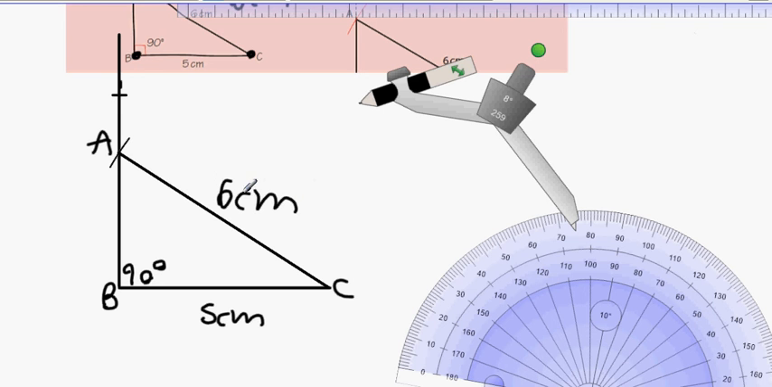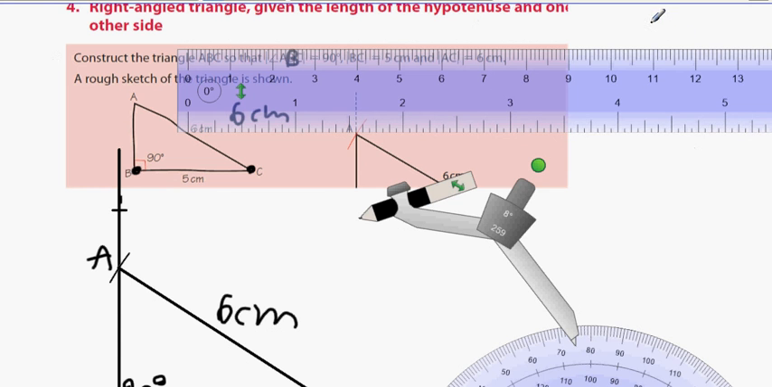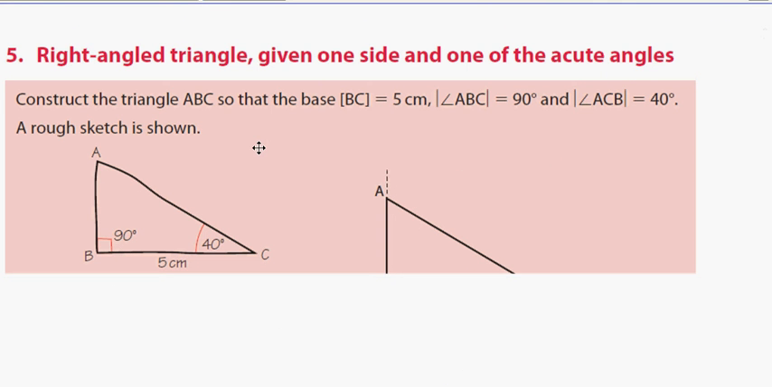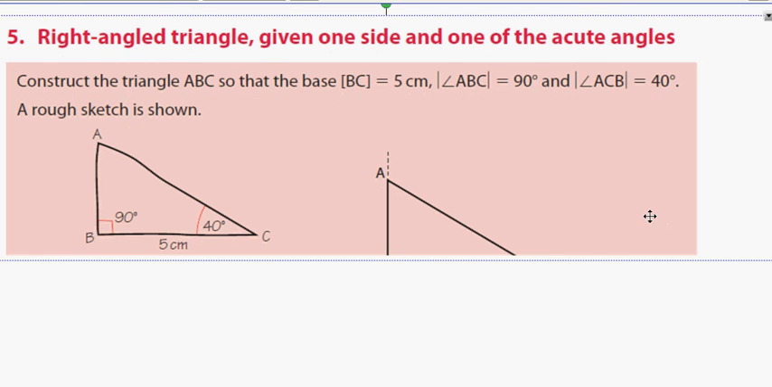Okay, happy enough with that? Okay guys, moving on. So this is RHS, right angle triangle. Okay, you're given the length of the hypotenuse and one other side. Next one. A right angle triangle given one side and one of the acute angles.